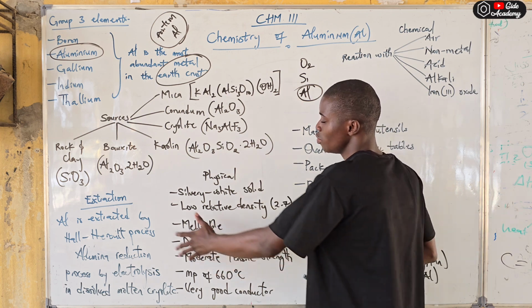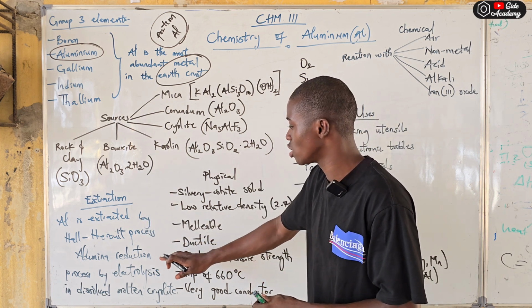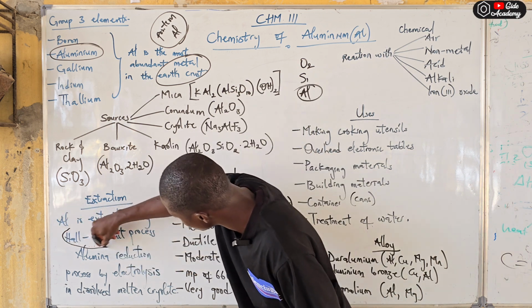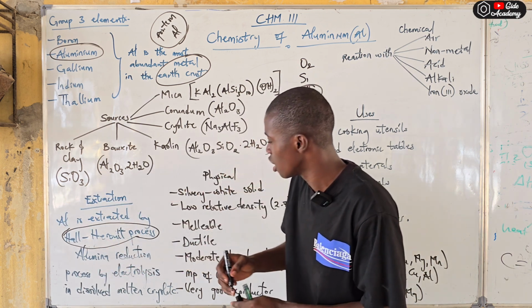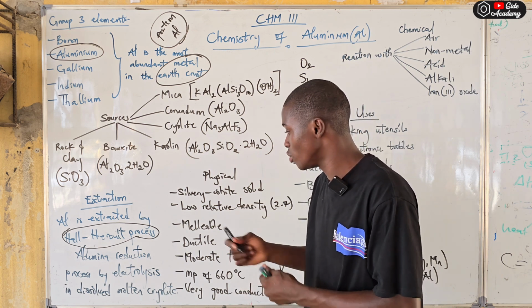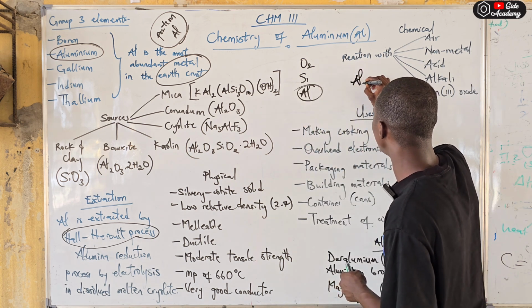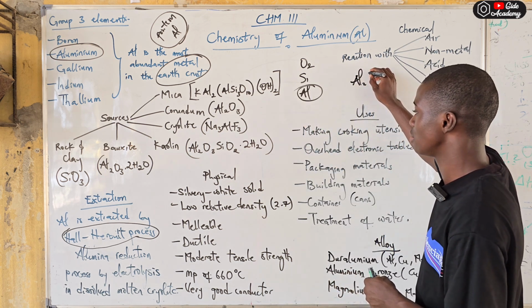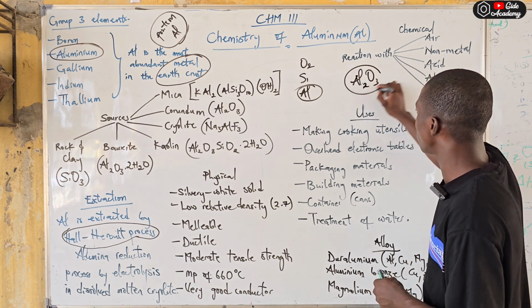Then how can aluminium be extracted? The process we use in extracting aluminium is called the Hall-Héroult process. And how do we extract aluminium? We use what we call alumina, that is aluminium oxide.